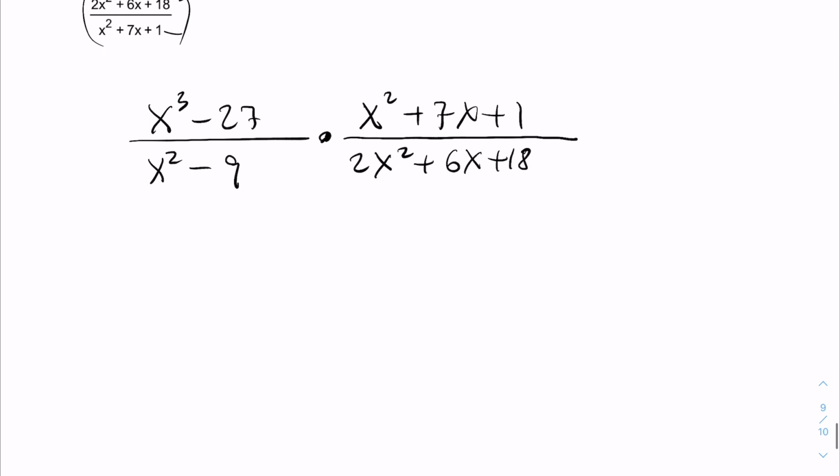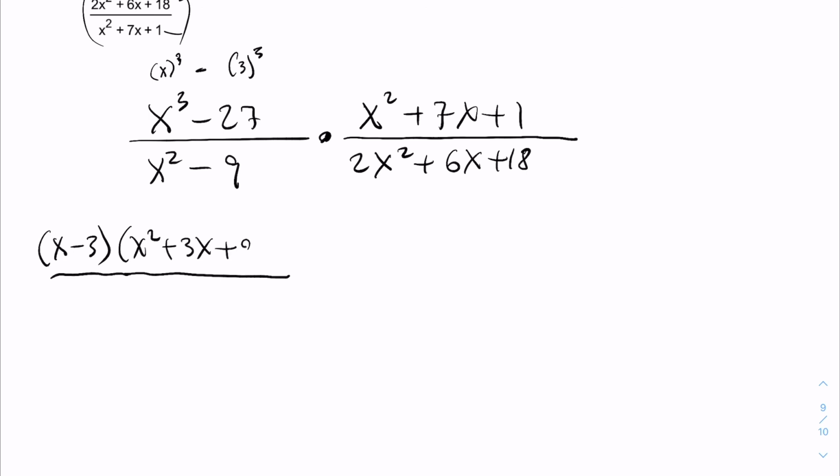Okay, so it's really going to pay off if you remember some special products, meaning that this is a perfect cube minus a perfect cube. This is the difference of two perfect cubes, which will just factor down to x minus 3 times x squared plus 3x plus 9. Pretty much has to be memorized. Now this is a difference of a perfect square minus a perfect square, a difference of two perfect squares. That's x plus 3 times x minus 3.